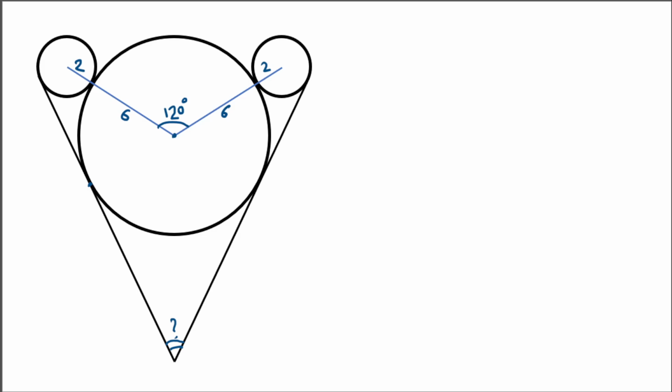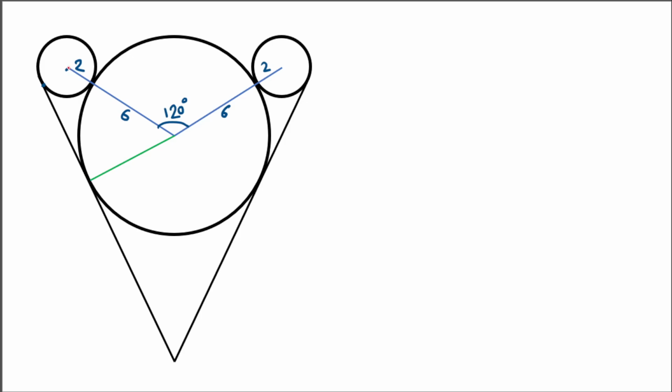Okay, so we have to calculate this particular angle. In order to do that, we will take this center and drop a perpendicular from this center to this point. Basically, we will join this center to the point where the circle touches the tangent. Once we do that, it will look something like this.